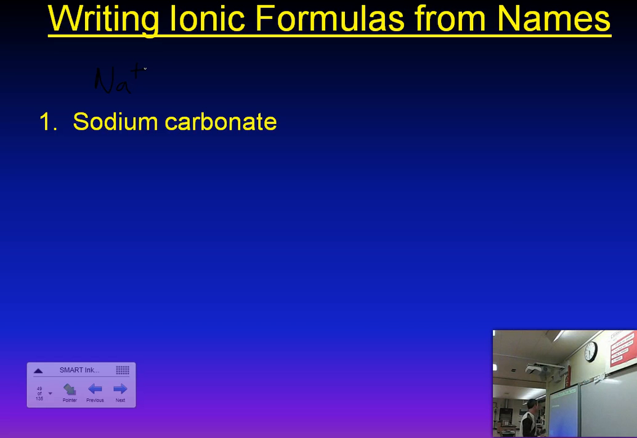Now I look at carbonate, and I should recognize that it ends in ate. That's a polyatomic ion. So I'm going to look on my list and find the carbonate ion. That's CO3 2-. Remember, I have that list as a reference, although I asked you to memorize 6 of them. Carbonate was one of them because it comes up so frequently. And that was just like what I did before.